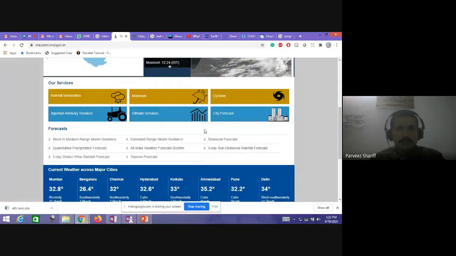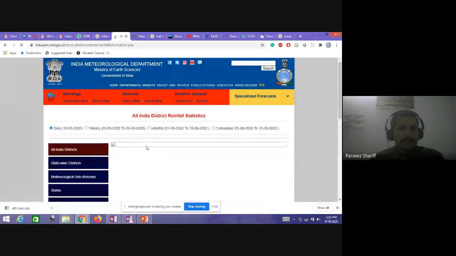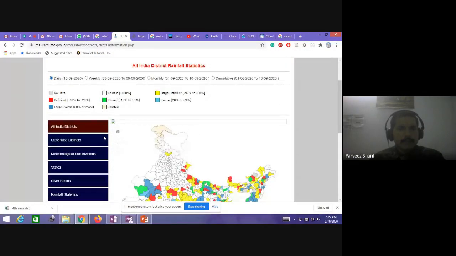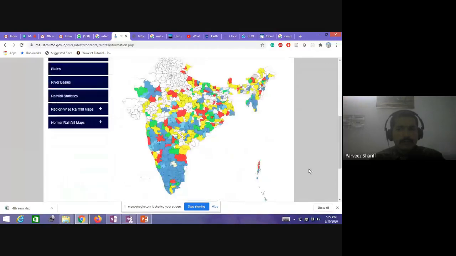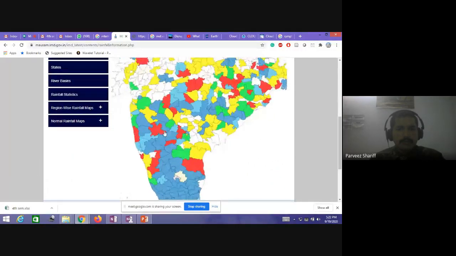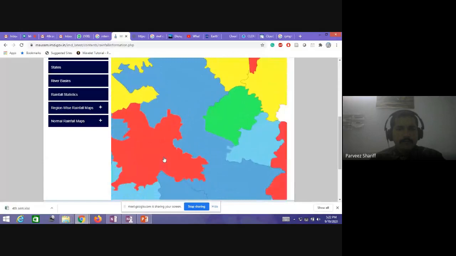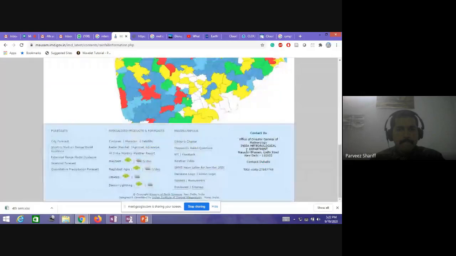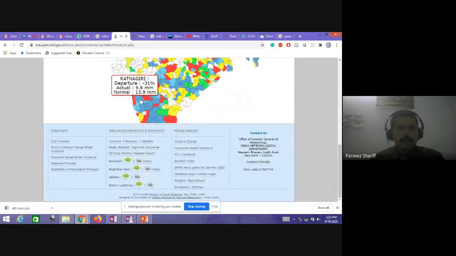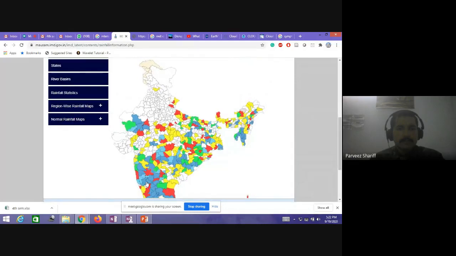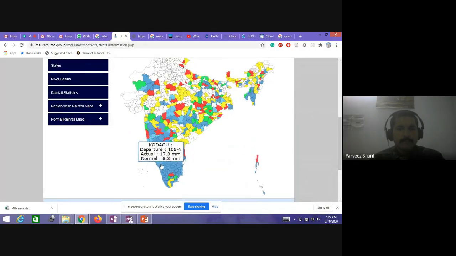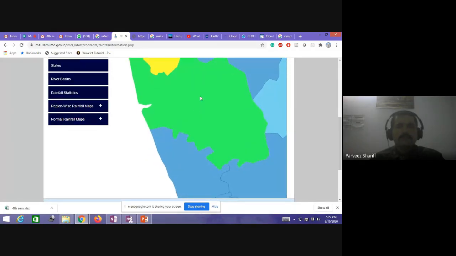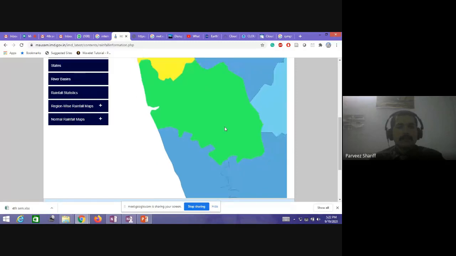So I have explored a few more things. The rainfall information is very interesting. When you go to rainfall information here, we can zoom in to any district we want. So if we see here, let's take Dakshin Kannada. So this is Dakshin Kannada district.